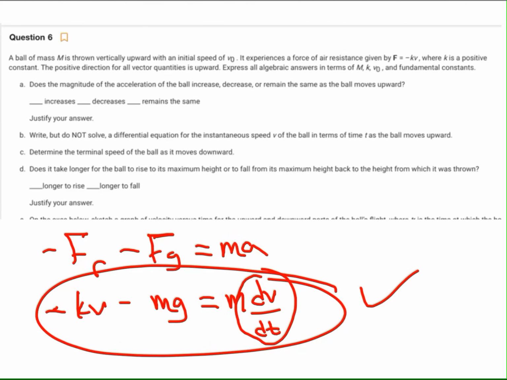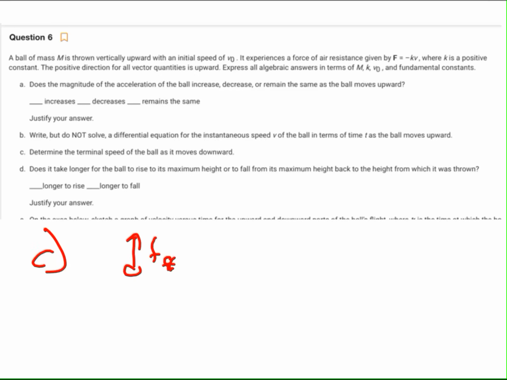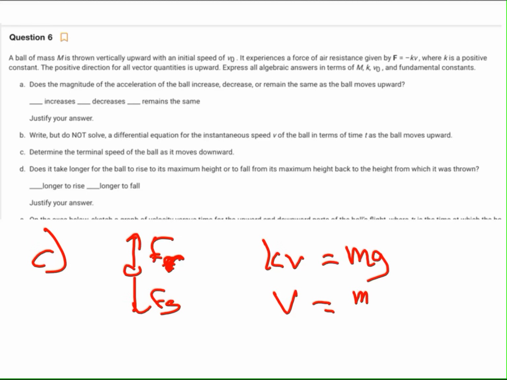Okay, determine a terminal velocity. This is very similar to the last question. I'm going to erase this. And we have C. Terminal velocity is going to occur, so now we're talking about when it's on its way back down. So when it's on its way back down, the force of resistance is going to be this way, and the force of gravity is going to be this way, and terminal velocity occurs when they are equal to each other. So we're going to say kv equals mg, v equals mg over k.